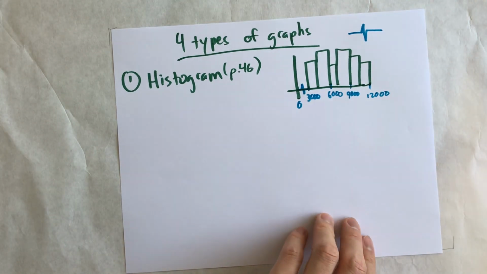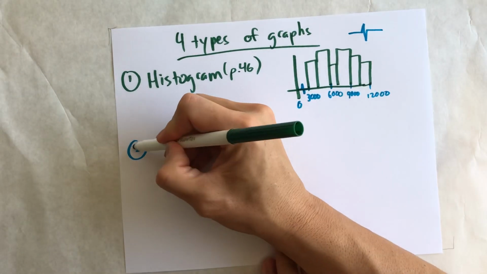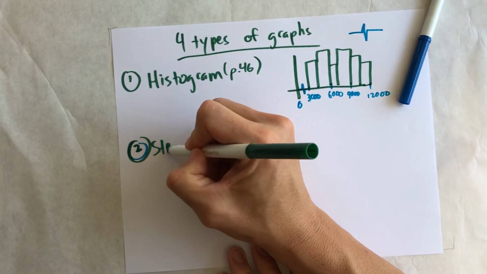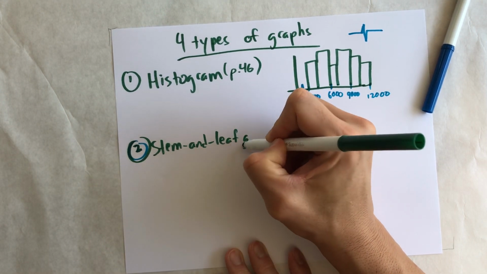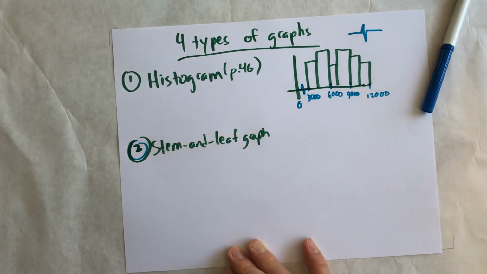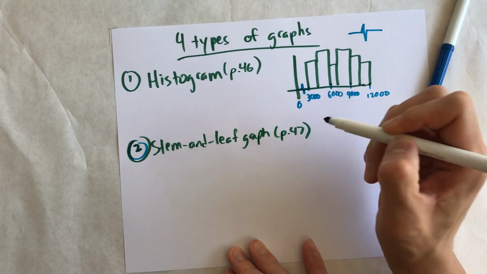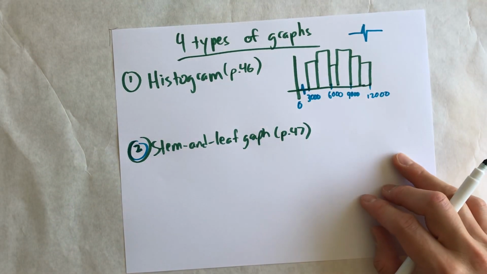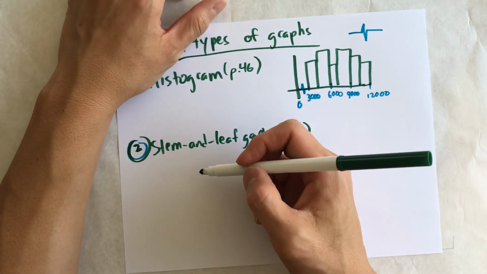The next thing, I'm just going to overview these and we'll go into more detail later on, is a stem and leaf graph, and this can be found on page 47. So we have two types. We have a regular stem and leaf, and then we have a back-to-back one. Let me show you what the first one looks like.